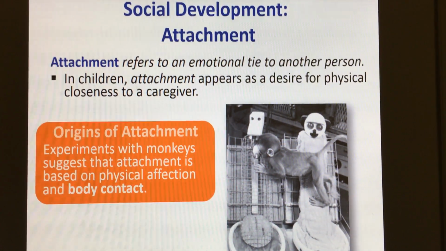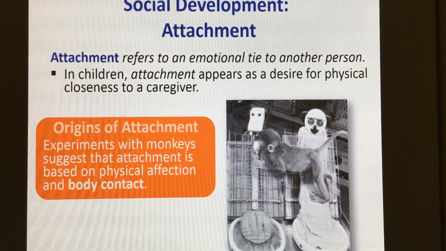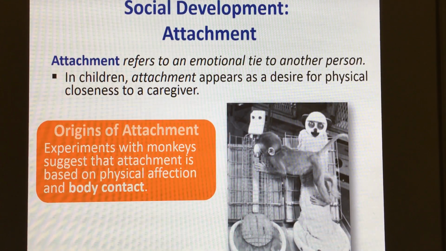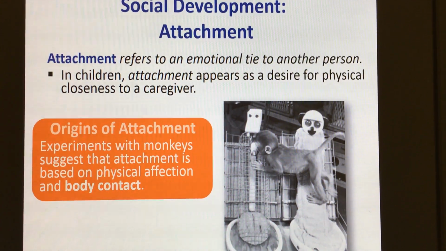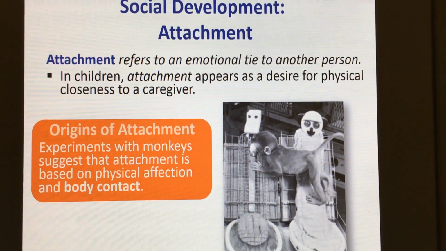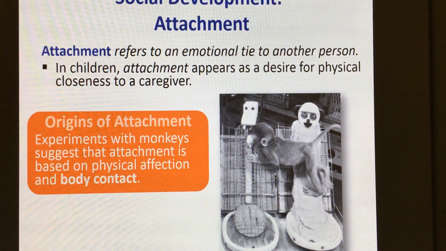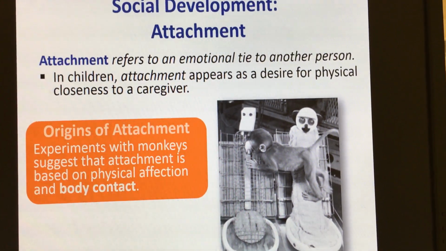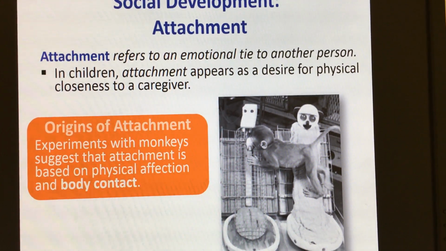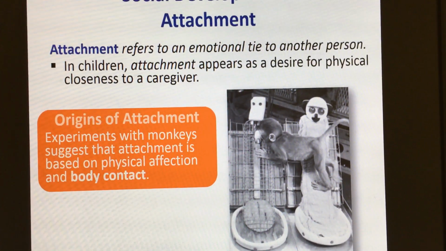Hello everybody, so we are on the topic of development, and in this brief video I will cover the topic of attachment. So we define attachment as an emotional bond to another human being. In children, in very young children, it is often manifested as a desire for physical closeness to a caregiver, but we continue to have attachment needs throughout the lifespan.